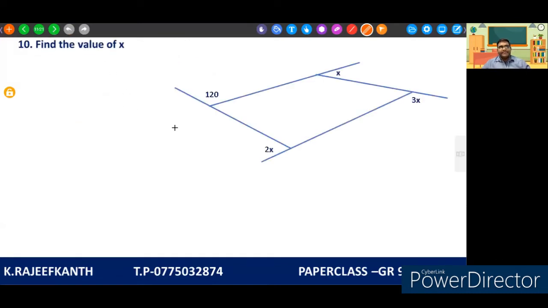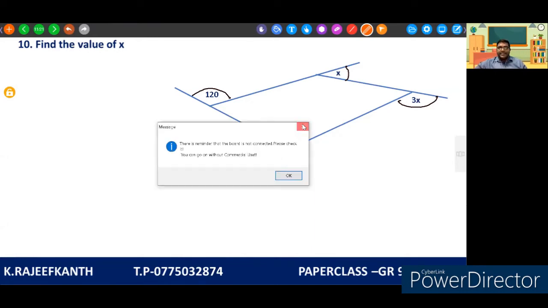Question number 10. Find the value of x. This is a quadrilateral, right? Because it is a four-sided closed figure. Here they have given four exterior angles. You have already learned in grade 8 that the sum of exterior angles of a quadrilateral is 360 degrees. So by using that conclusion, you can find the value of x. Do it.